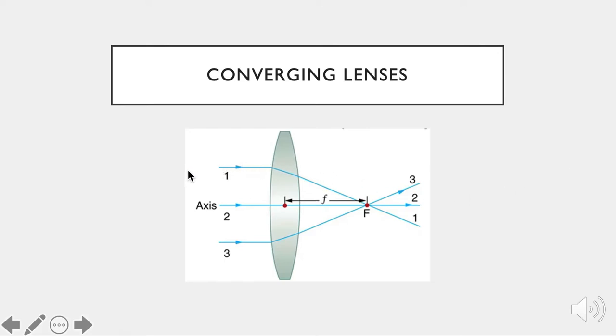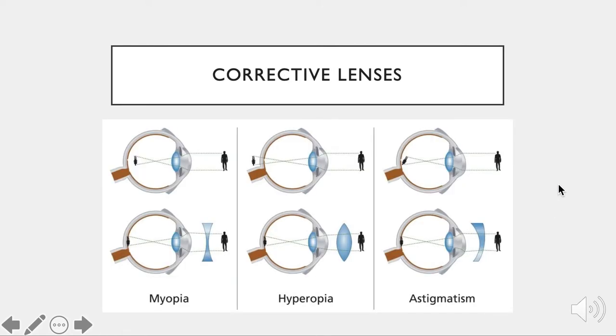As these parallel lines hit this lens, it's been engineered in such a way that the greater index of refraction inside the lens causes the light to refract towards the normal line and converge on a single focal point here. In ophthalmology, this is super important because some of the really common problems with the eye are myopia, hyperopia, and astigmatism. And they can all be corrected with different types of lenses.